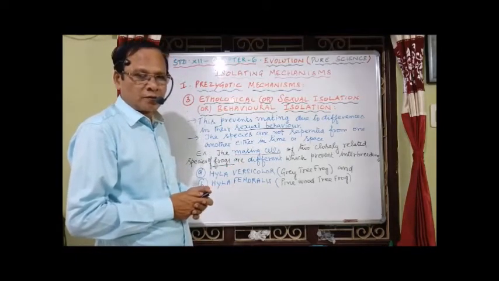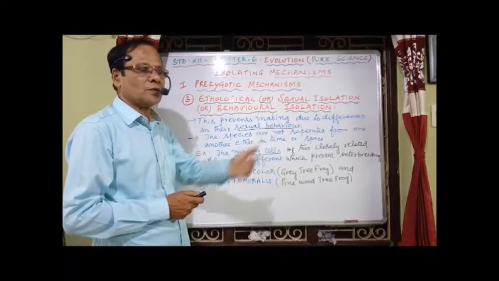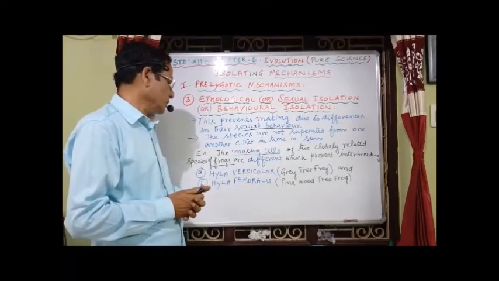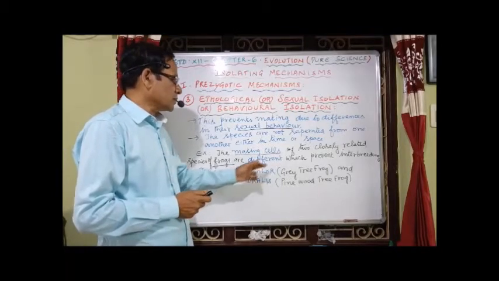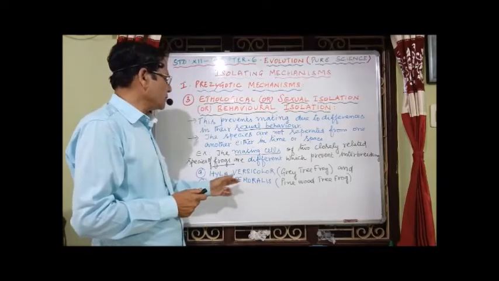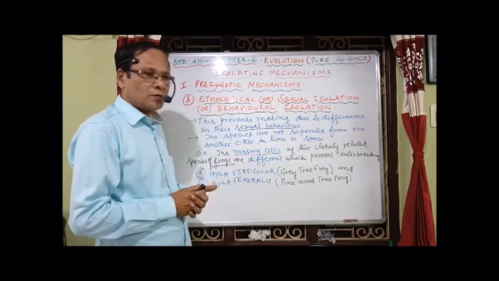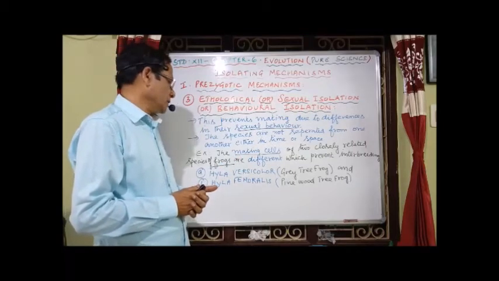This is a tree frog, adapted to live on trees. They have the ability to glide from one tree to another also. Hyla versicolor is a grey colored tree frog, and another one is Hyla femoralis. This is actually called the pine wood tree frog, found living on pine trees, hence the name.